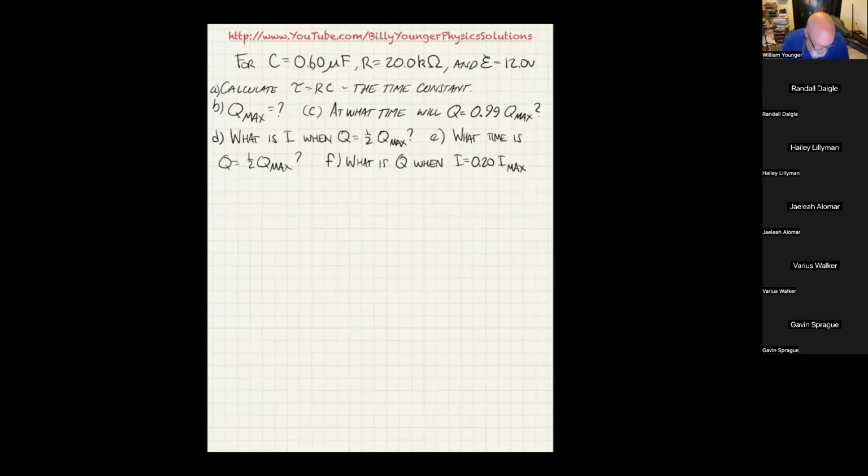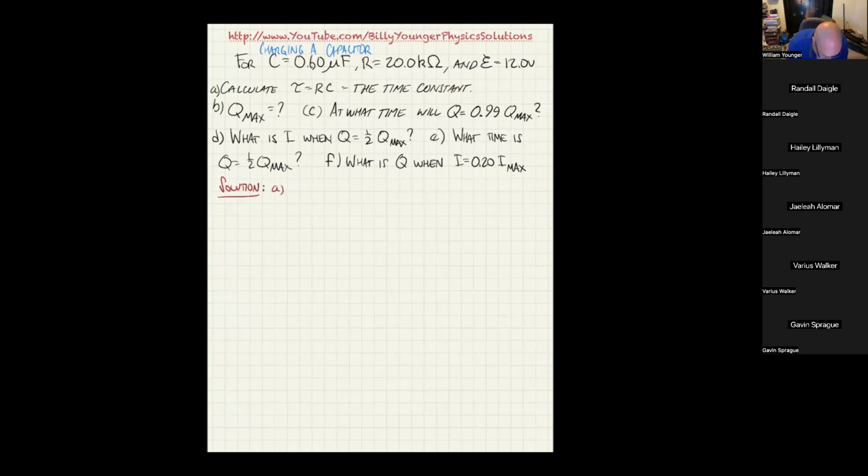Okay, so what we're doing here is charging a capacitor. So I'll just write here, charging a capacitor. So we have the same circuit that I just drew in the first part, not in the second part, only we have capacitance equal to 0.6 microfarads, R equal to 20.0 kiloohms, and E equal to 12 volts. And we're asking for all these questions. So what I'm going to do is say solution, and I'm going to solve it.